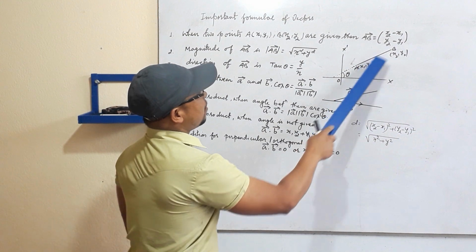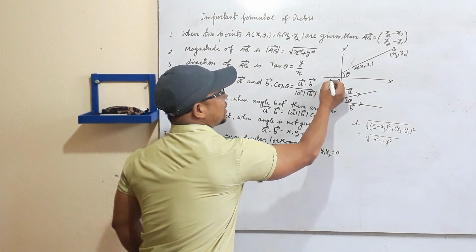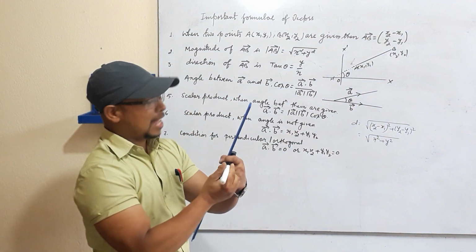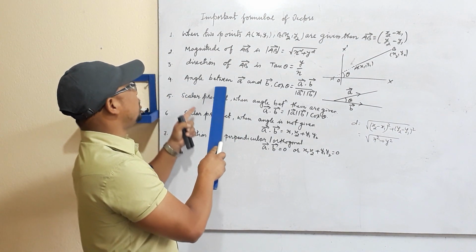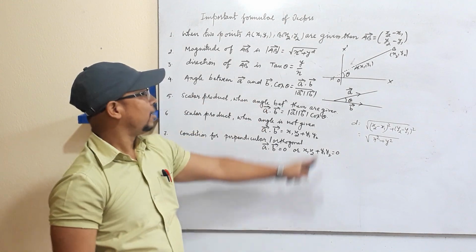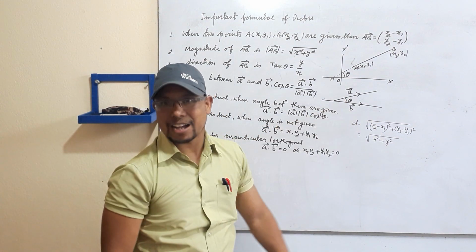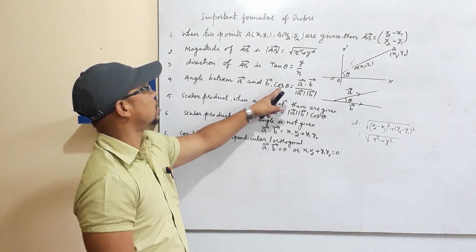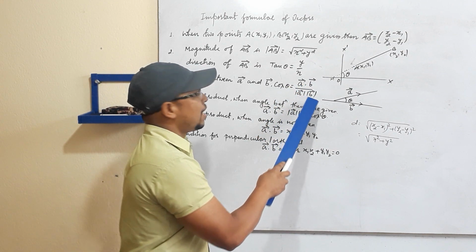Now here you see this AB is the directed line, and if you produce this AB, it meets the x-axis at, let's say, point M, and this AB makes angle theta with the x-axis, and this theta is called the direction of the vector. Okay, now next is the angle between A and B. Here two vectors A and B are given. Let's say this is vector A and this is vector B, and the angle between these two vectors is theta. Then the formula is cos theta equals A dot B divided by magnitude of A and magnitude of B.